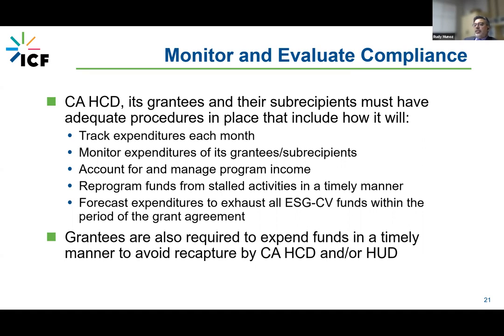In addition, grantees and subrecipients are also required to expend funds in a timely manner in order to avoid the recapture of the grant funds by HCD and/or HUD.